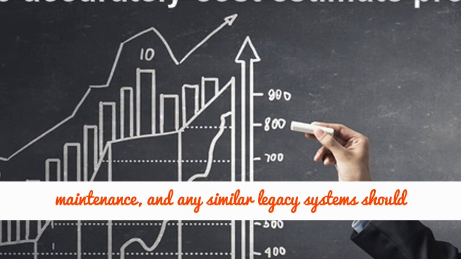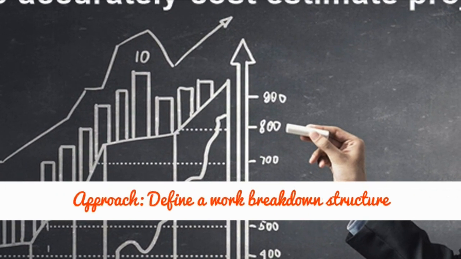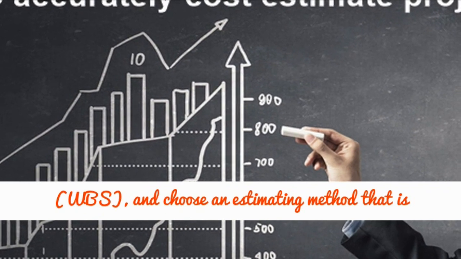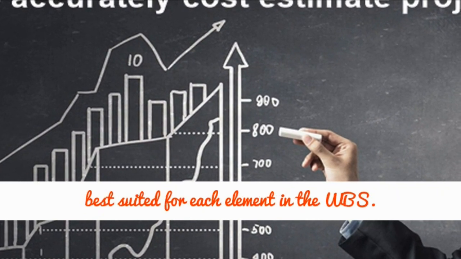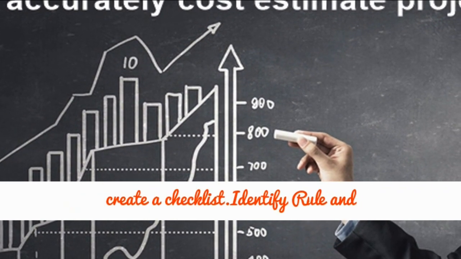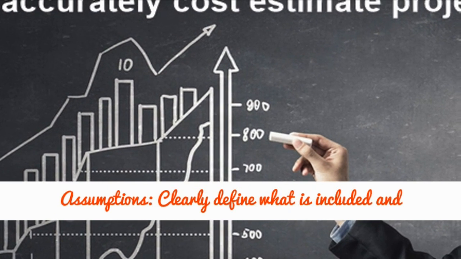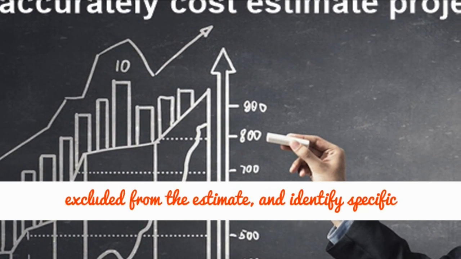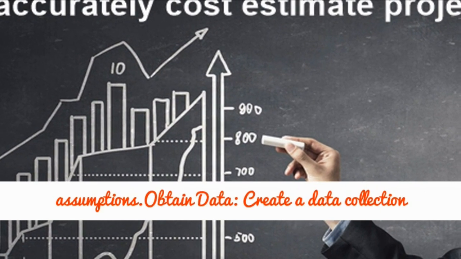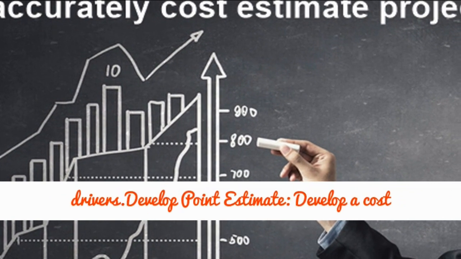Determine estimating approach. Define a work breakdown structure, WBS, and choose an estimating method that is best suited for each element in the WBS. Cross-check for cost and schedule drivers. Then create a checklist. Identify rules and assumptions. Clearly define what is included and excluded from the estimate and identify specific assumptions. Obtain data. Create a data collection plan and analyze data to find cost drivers. Develop point estimate. Develop a cost model by estimating each WBS element.